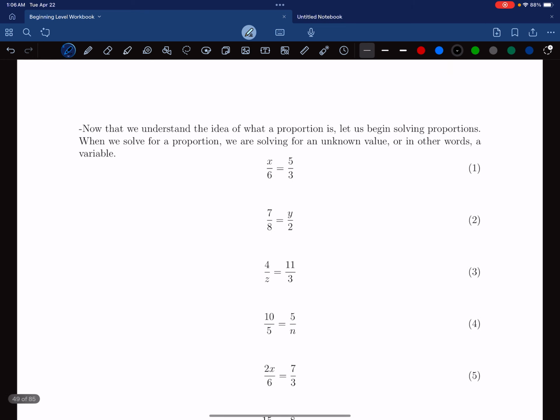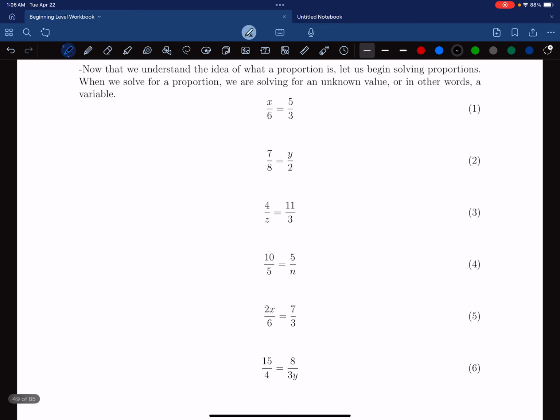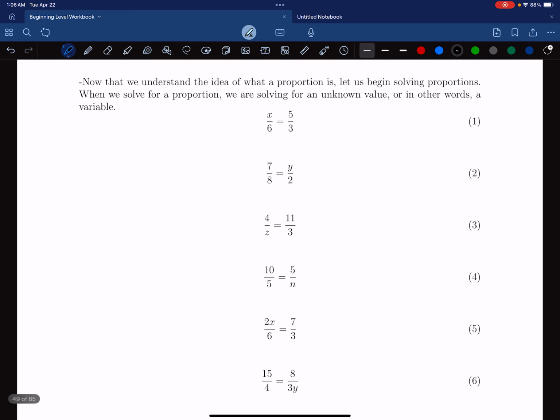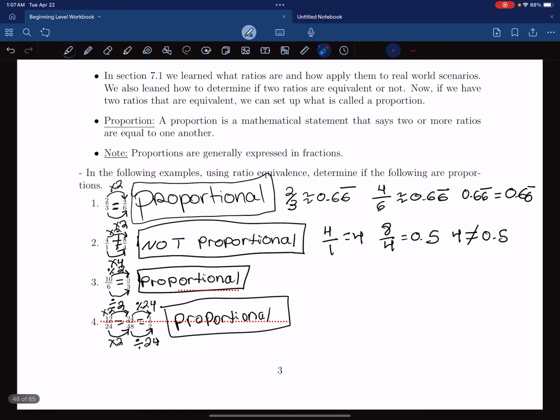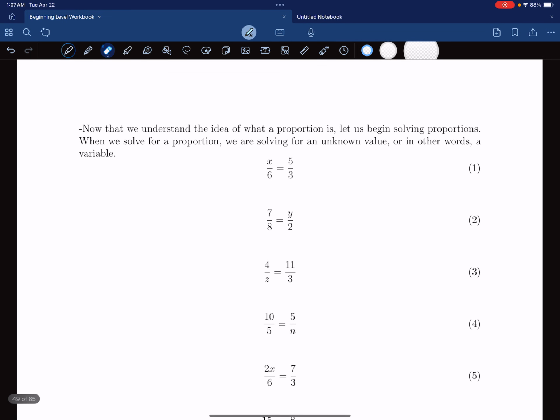So with all that being said, now let's start to get into this idea of solving a proportion. Basically, when we solve a proportion, we are solving for an unknown value, or in other words, a variable. And also thinking about this as how we've been looking at equivalent proportions actually already, you might be able to just guess what this missing value of x might be just by looking at this.